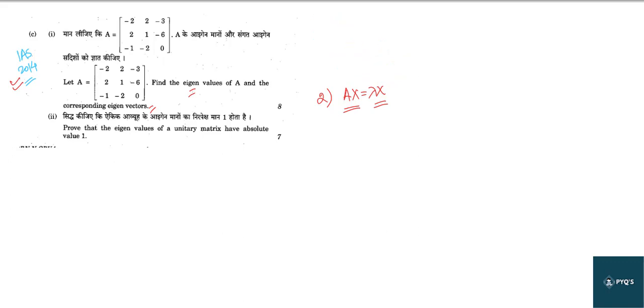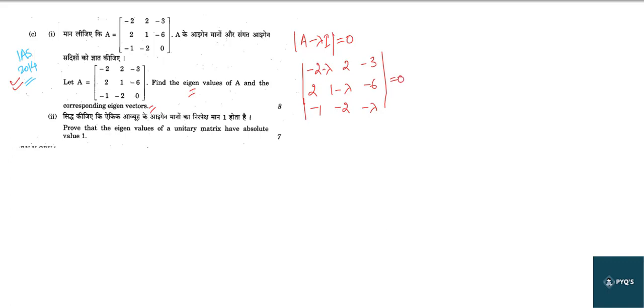Let's try to find out the eigenvalues. So the determinant of A minus lambda I is equal to 0. That is, minus 2 minus lambda, 2, minus 3; 2, 1 minus lambda, minus 6; and minus 1, minus 2, and this is minus lambda. This equals 0.